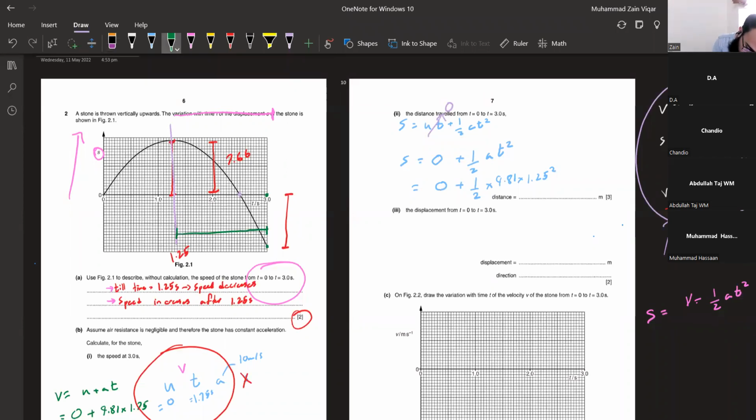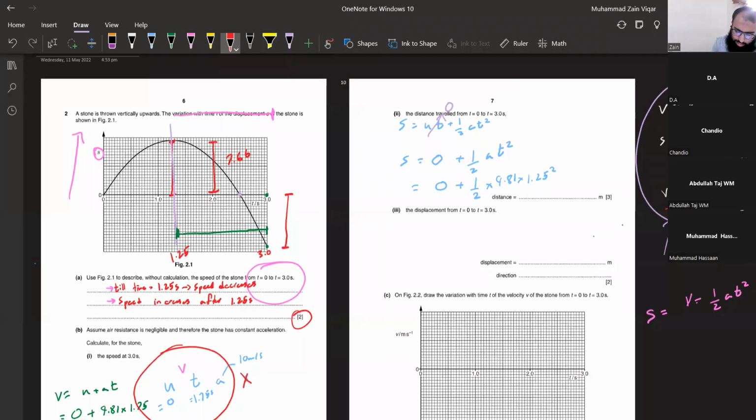So this point is 1.25 and the next point is 3.0. So it's again 1. No, we can't take 3 seconds now. Yes, you can take 3 seconds and you get the same answer. Yes, we can do it in both ways. So you can use 3 seconds, you get the same answer, or you can use 1.75, you'll get the same answer because the displacement would have been the same.